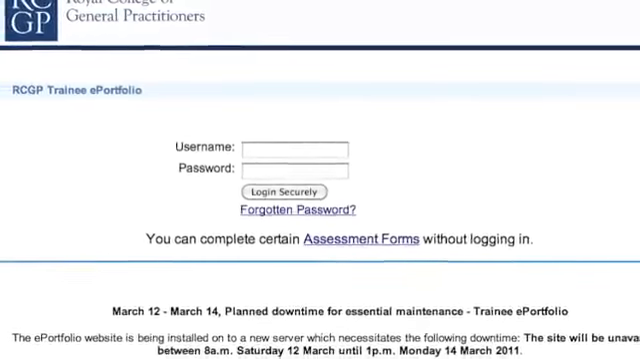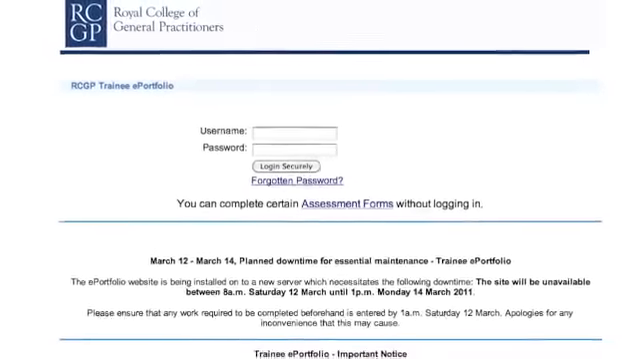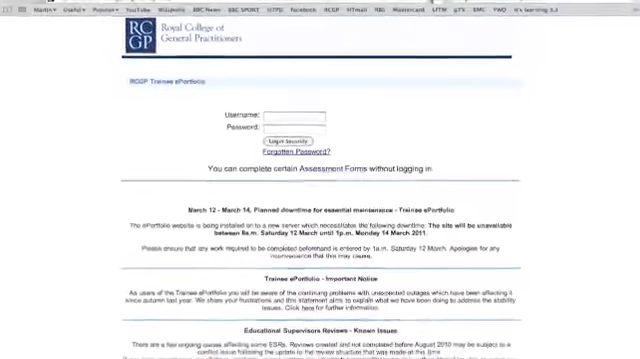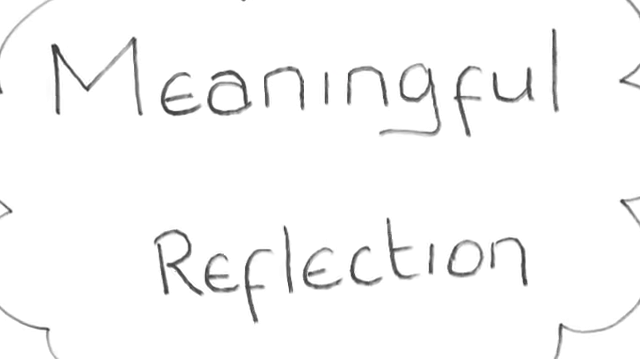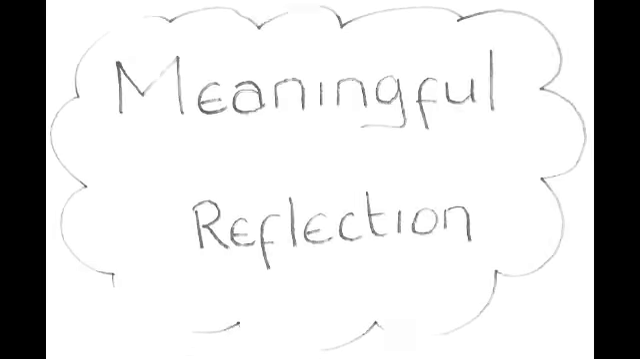The ePortfolio is often a daunting prospect for registrars. It requires regular entry of learning logs, and these learning logs are meant to be entered in a reflective manner. The question is, what exactly is meant by meaningful reflection? It can be a concept that is quite hard to grasp, to fully understand exactly what the college are looking for and exactly how to get the best out of your writing.